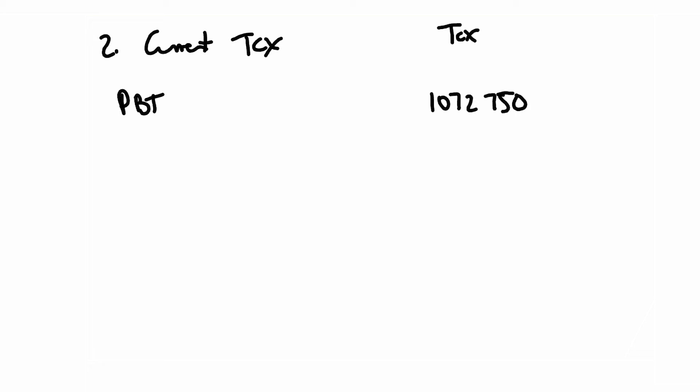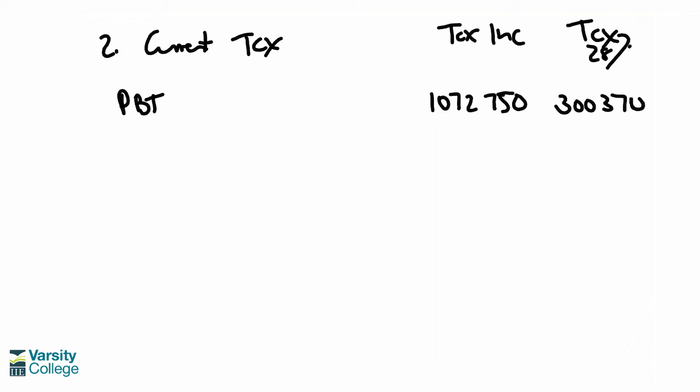Okay, so part 2, current tax, is what we're calculating. And to calculate current tax, we have to start with PBT, and we'll start with our given PBT of 1,072,750. So this is the taxable income column, and this is the tax column. And what I'm going to do straight away is, once I've written down PBT, I'm automatically going to calculate 28% of the PBT, 300,370, because that's my starting point in terms of my whole matching of tax.